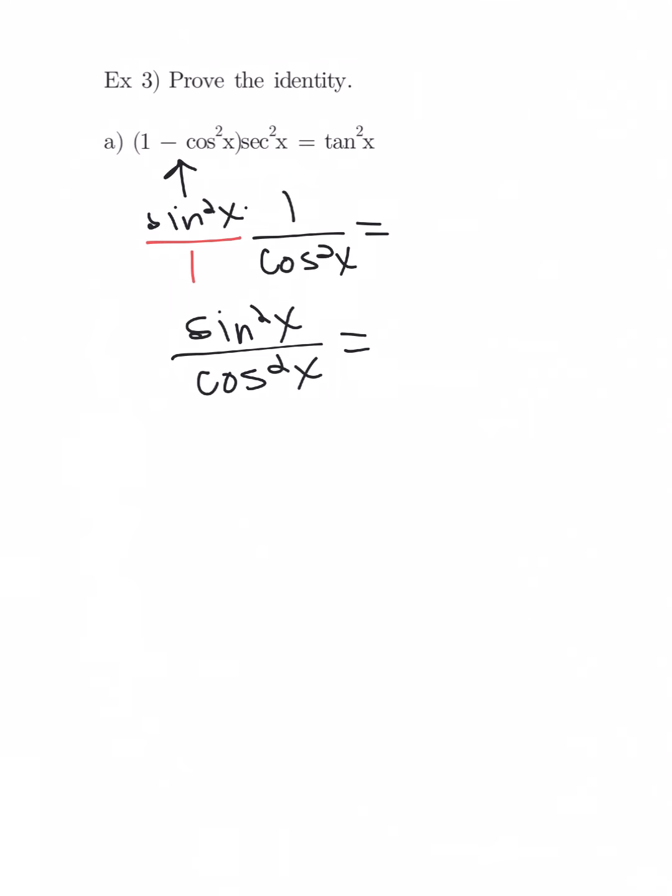We always write equals when we finish to say that we're still saying this equals the other side. But what do you know about sine over cosine? It's tangent. So sine squared over cosine squared is tangent squared of x, and that equals tangent squared of x, so our proof is complete.